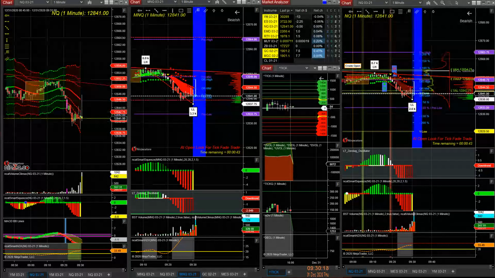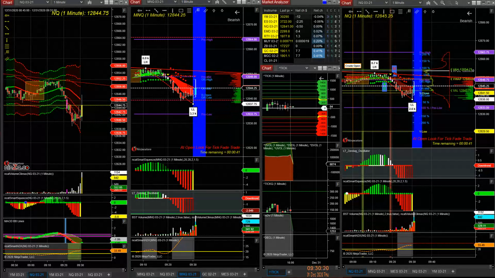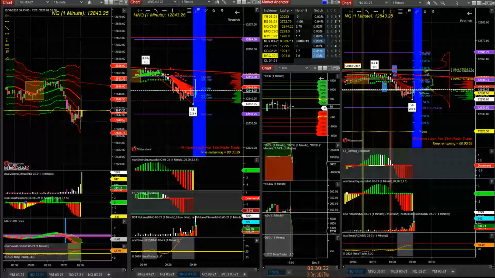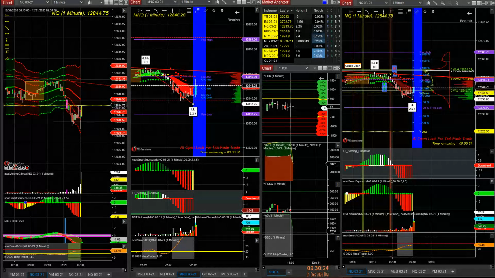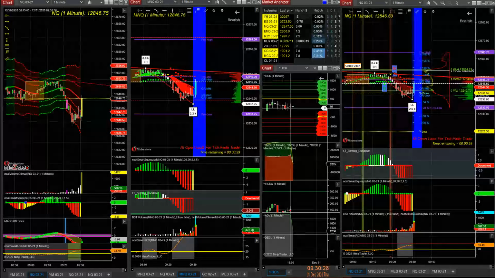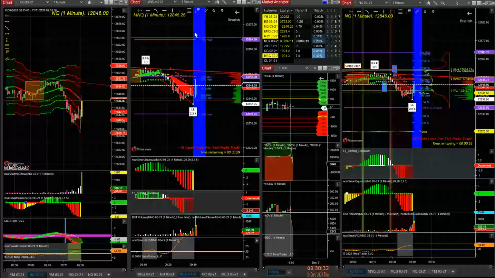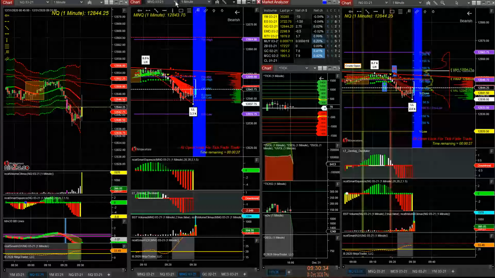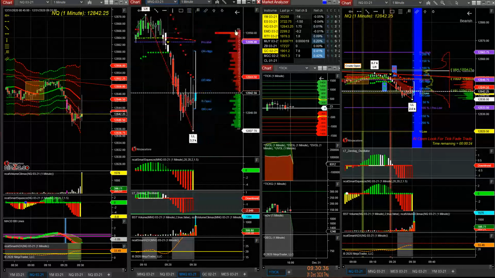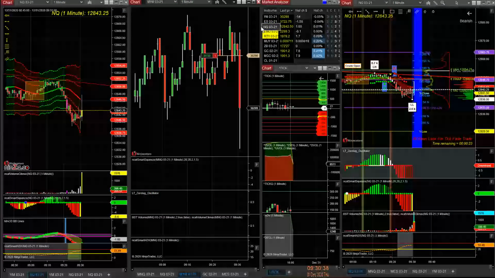Okay, the market opened. Not much activity here. There's no tick fade today. So we look to short this bad boy today, right? Look at shorting them today. My bias is to the downside.